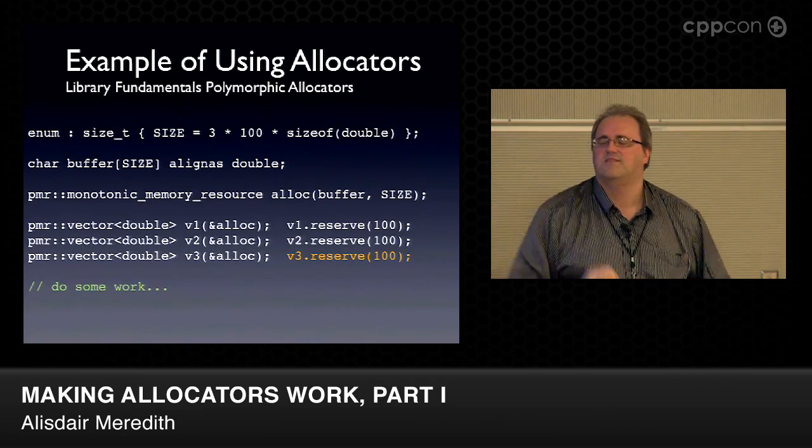There was a question at the front. I'm still not clear why you need the align as double, and it seems that this particular instance of allocator can only be used for vector of doubles. Okay, so the question was, we don't see the need for the align as double here.